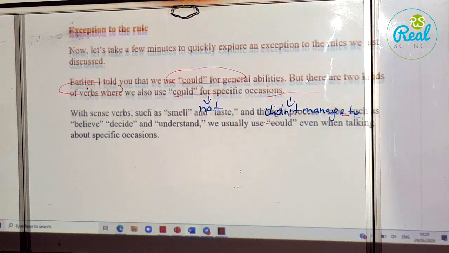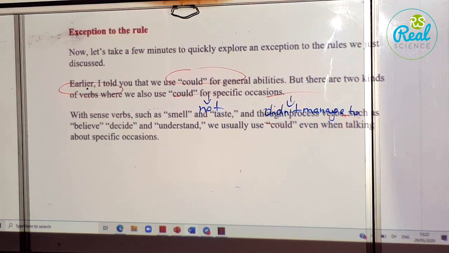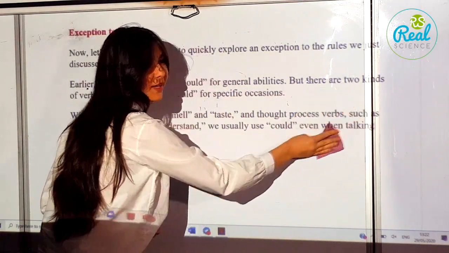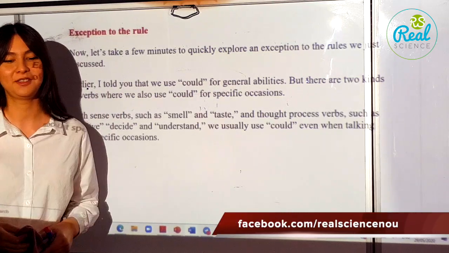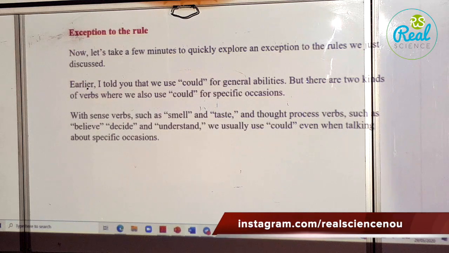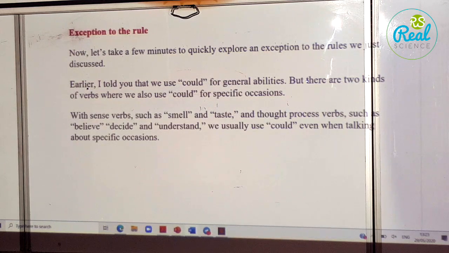Exception to the rule. Guys, we have some exceptions to this general rule. Now let's look at these exceptions. I will explain after reading, okay? So who wants to read again? Me. Okay, read. Now let's take a few minutes to quickly explore an exception to the rules we just discussed. Earlier I told you that we use could for general abilities, but there are two kinds of verbs where we also use could for specific occasions. With sense verbs such as smell and taste, and thought process verbs such as believe, decide, and understand, we usually use could even when talking about specific occasions.